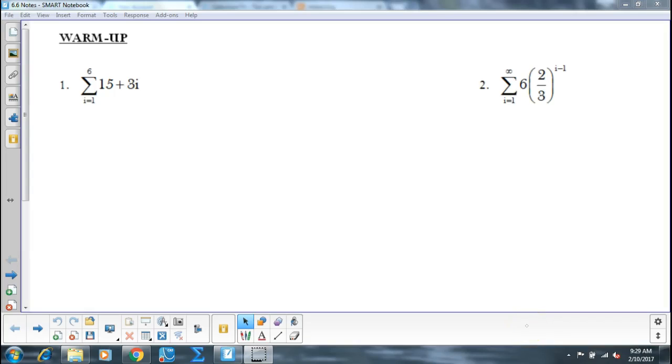Yay! First one in the warm-up. Is it arithmetic or is it geometric? Arithmetic. Why is it arithmetic? Because there's no exponent. Yeah, exactly.